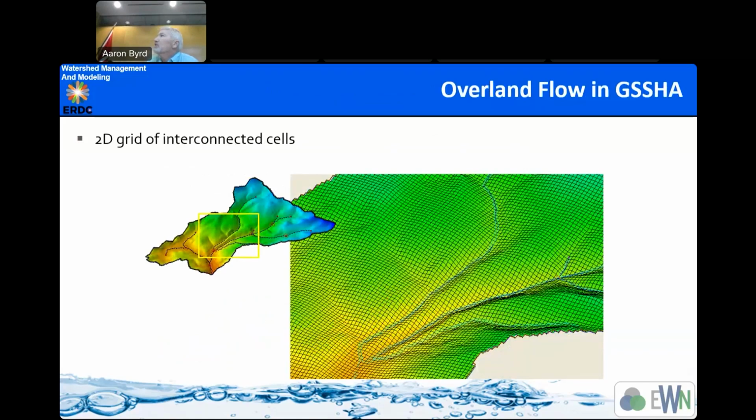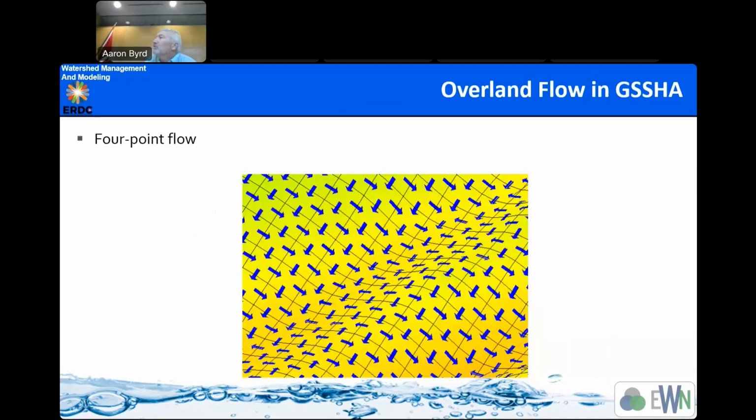So in our overland flow scheme in GSSHA, we have a mesh of 2D grid cells, and as Aaron mentioned, we use a 4-point flow scheme. We compute flows, and it's actually a finite volume method. In finite volumes, you compute across faces. Our grids are squares, so our faces are like that, and our computations are like that. And that can lead to those pits that we were seeing in our model setup.